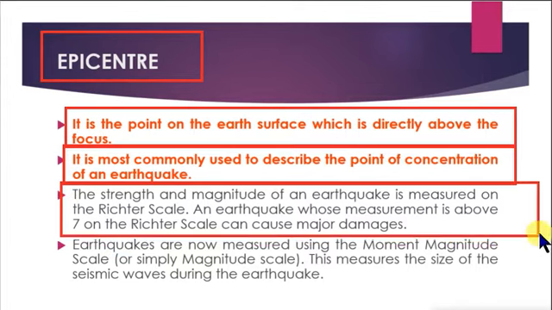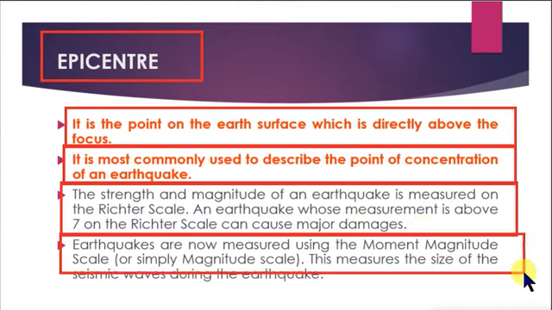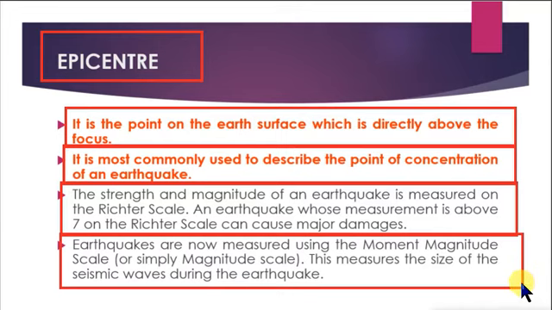The strength and magnitude of an earthquake is measured on the Richter scale. An earthquake whose measurement is above 7 on the Richter scale can cause major damage. Earthquakes are now measured using the moment magnitude scale, or simply the magnitude scale. This measures the size of the seismic waves during the earthquake.